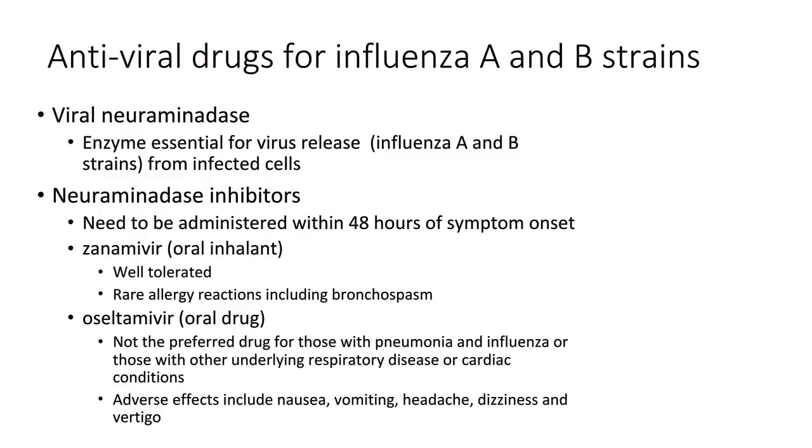So you'll notice that the drug names both end in MIVIR. So the VIR on the end is giving you some hint that they're antivirals. And we have two that are available to us for treating influenza. One is an oral inhalant, and it's quite well tolerated. The other is an oral dose drug, and it's not the preferred drug for those who already have something like bacterial pneumonia, or they have the flu if they also have underlying respiratory diseases or cardiac conditions. You'll notice that there's a list of quite adverse effects to the drug there.